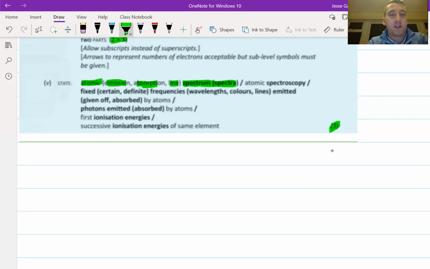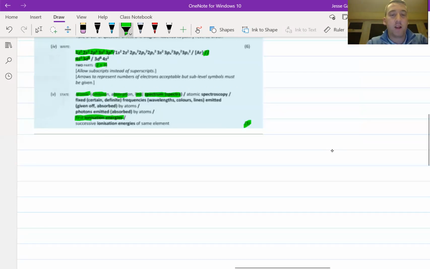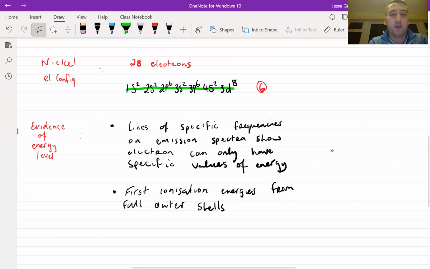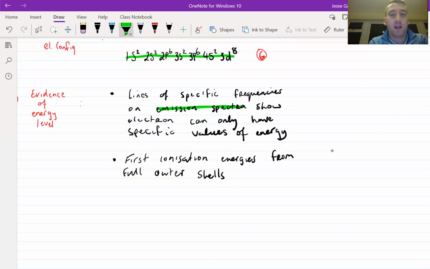And then as you can see, first ionization energies was also an option. So we gave both of them. We definitely have the 3 marks there. Let's check our answer again. Lines of specific frequencies on emission spectra. You only actually really needed that and first ionization energies. So yeah, we got the 3 marks. We had more than enough there.